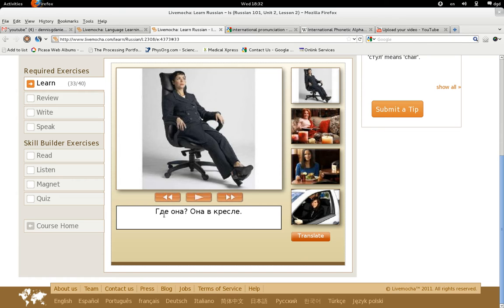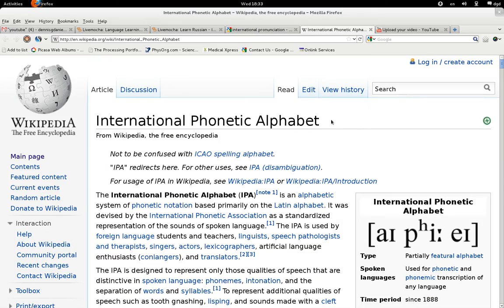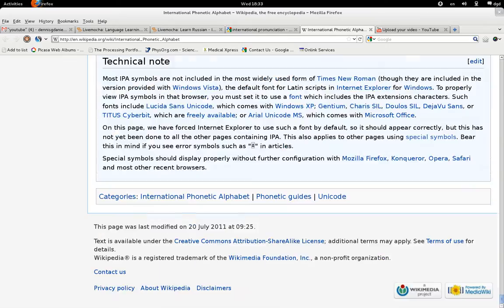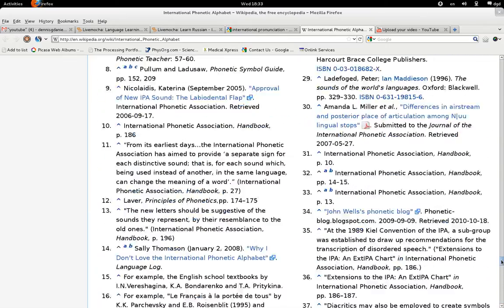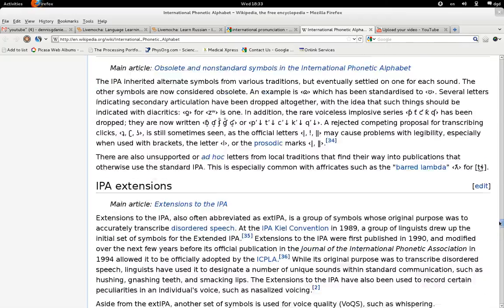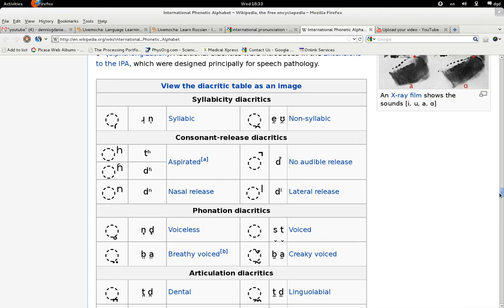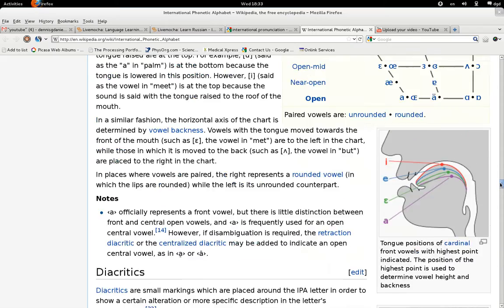If you don't know the words or the letters in a particular language, but you do know the International Phonetic Alphabet, you will be able to decipher the pronunciation of the words. And here are what the symbols mean.